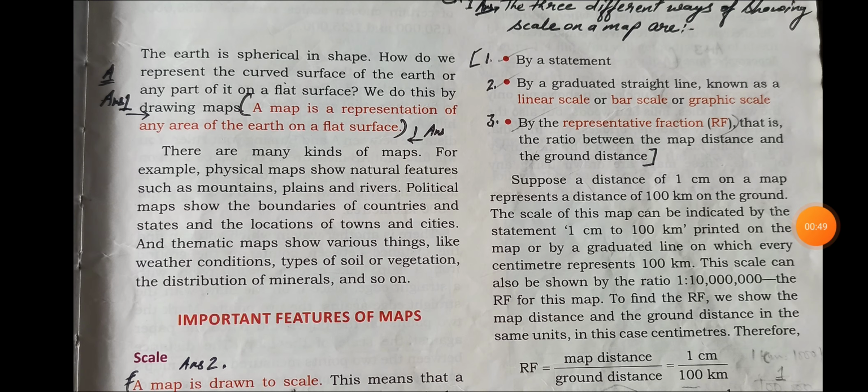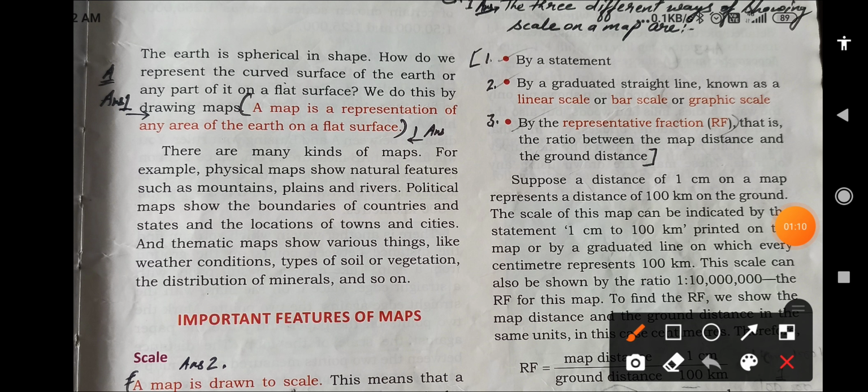If we want to represent any area, we can represent it on a flat surface. So we have studied the same thing, that there are different kinds of maps. Here we will discuss the political map, physical map, and the last one is the thematic map. So here as it is written, physical map. What is a physical map? A physical map shows natural features such as mountains, plains and plateaus.